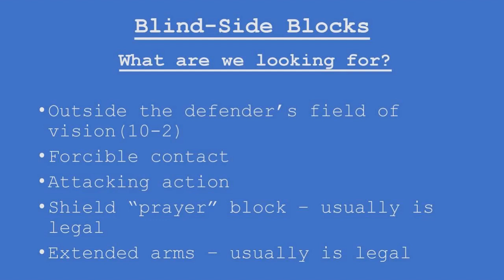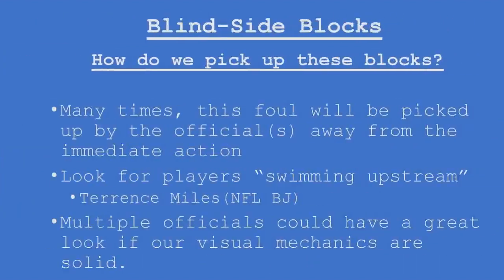We don't want to see forearms. We don't want to see leading with the shoulder. So those are the things that we'll be looking for in terms of ruling on a blindside block.